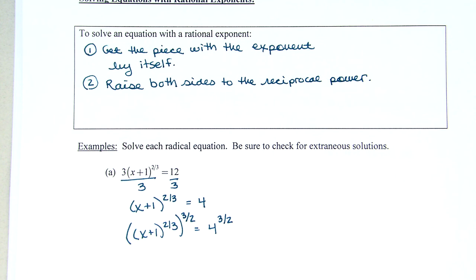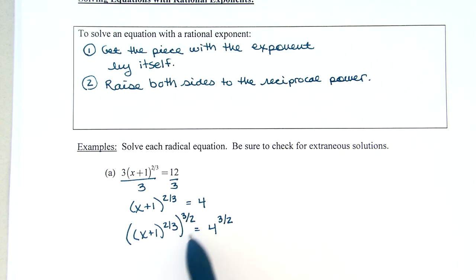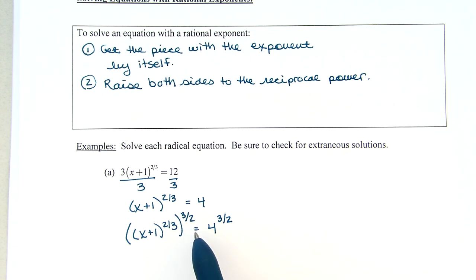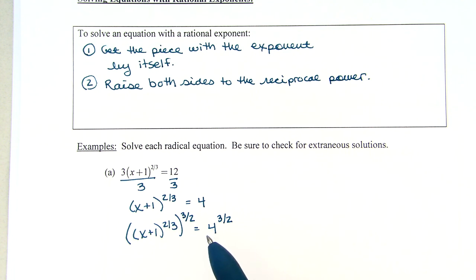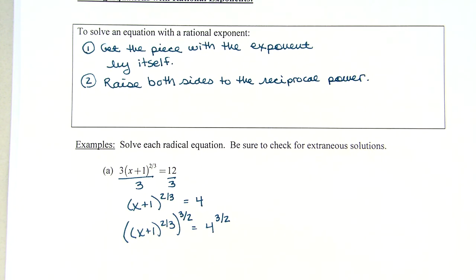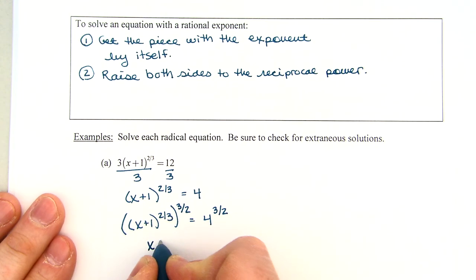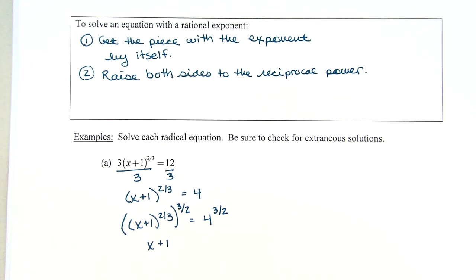Here's why. How do you do a power to a power? You do what to them? Multiply. What's 2/3 times 3/2? 6/6, which is 1. It's like we made our power cancel out. That's what we're trying to do. We're going to get 6/6, which is just 1. We just get x plus 1 to the first.